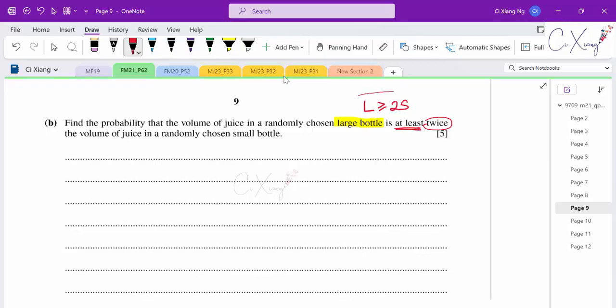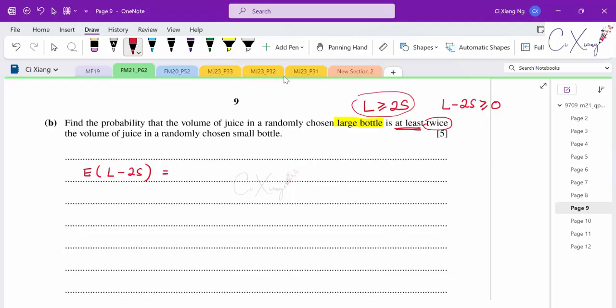When you want to calculate the probability like this, you're not able to calculate it directly. You have to move all the variables to one side so that it becomes L minus 2S greater than or equal to 0. Okay, so before I can calculate the probability, I need to find the mean for L minus 2S.